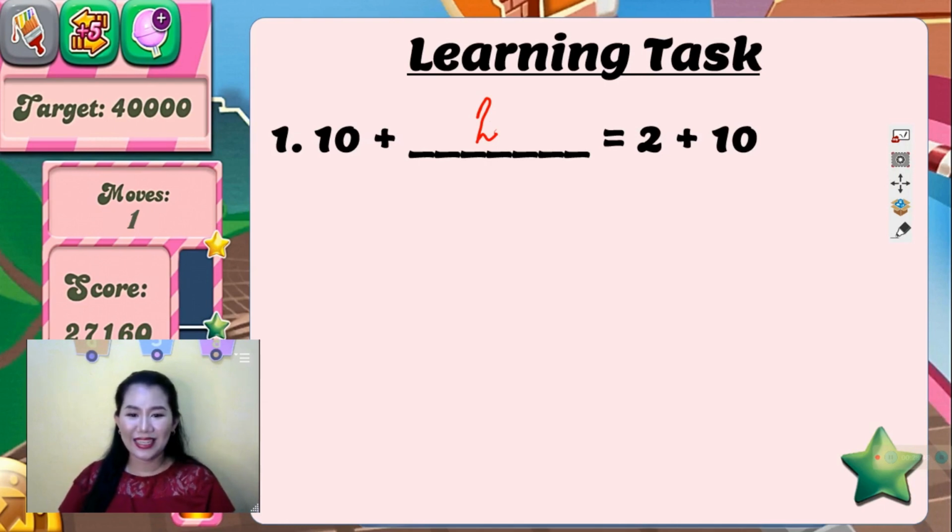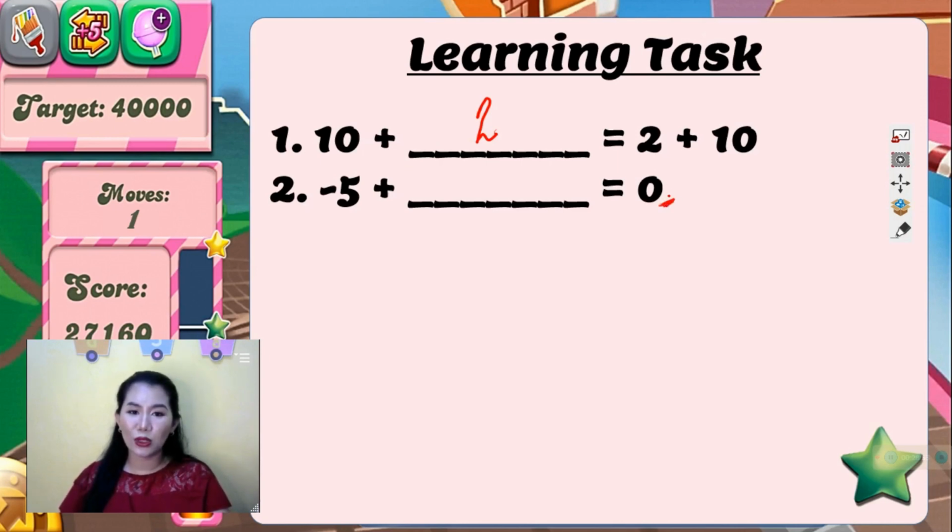Okay, next. Negative 5 plus blank is equal to 0. So, you see, 0 yung nakalagay dito. Dapat mag-come up tayo sa 0. So, ano ilalagay mo dito? Okay, ang ilalagay mo dyan ay yung inverse ng negative 5. So, when you get the inverse, you get the opposite sign. So, kung negative to, edi positive ilalagay natin. Na ano? Okay, na positive 5. So, therefore, that's your answer for number 2.